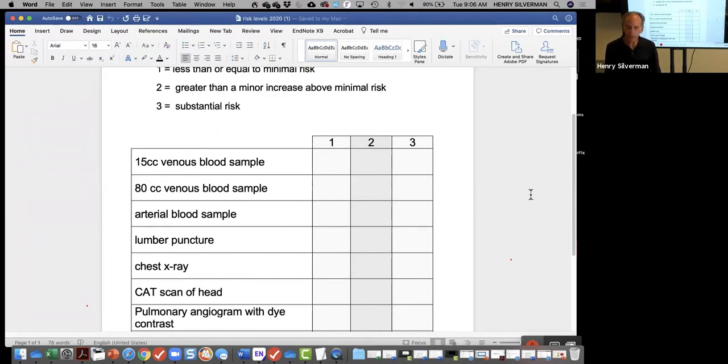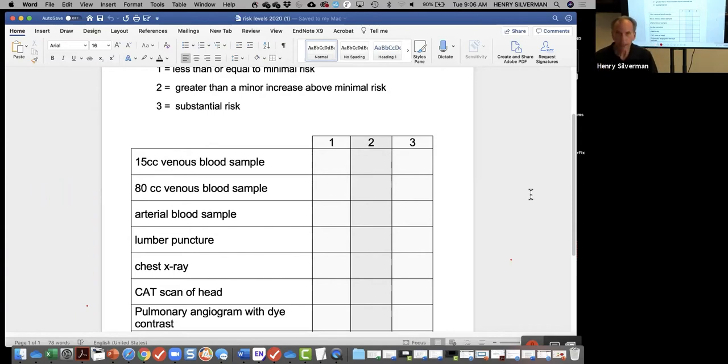consent, I want to first talk about what we mean by minimal risk. How do we define that so that we're all on the same page?